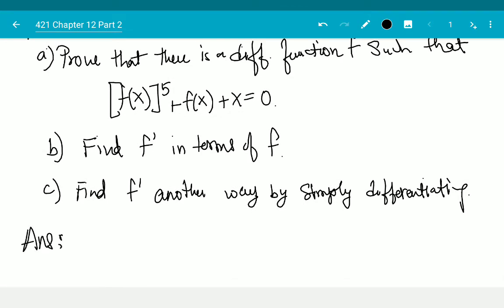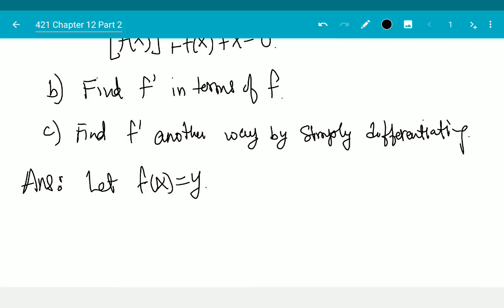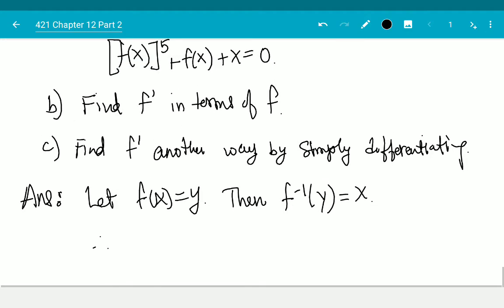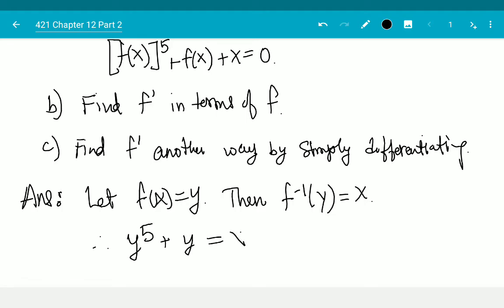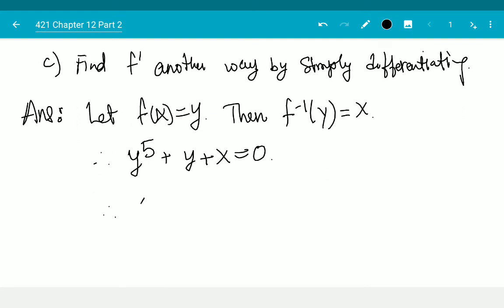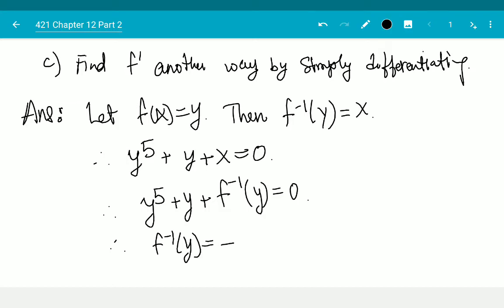Well, answer. So for the first part, what we are going to do is show that f can be written as, we'll find some inverse function that we can write. So let f of x be equal to y. Then f inverse of y is equal to x, right? And therefore, in terms of y, this equation becomes y to the 5 plus y plus x is equal to 0. Therefore, f inverse of y is equal to negative y minus y to the 5.